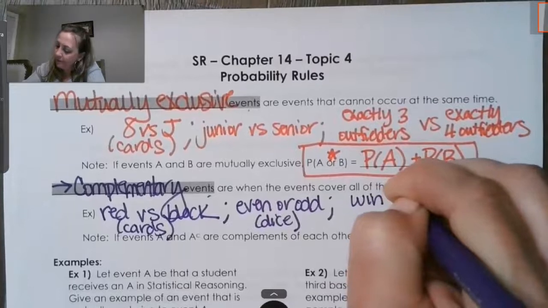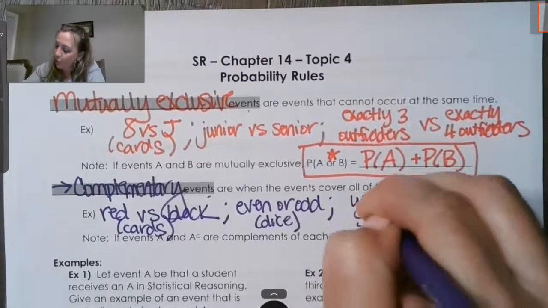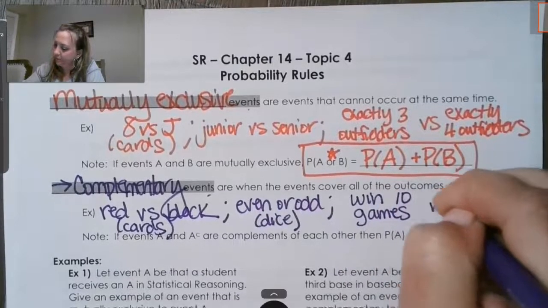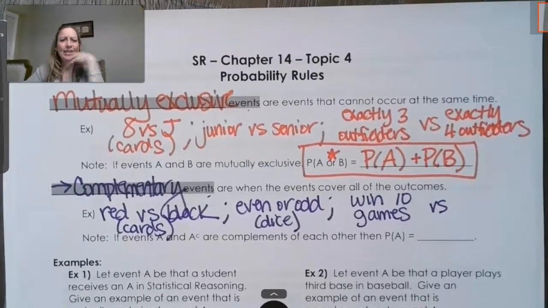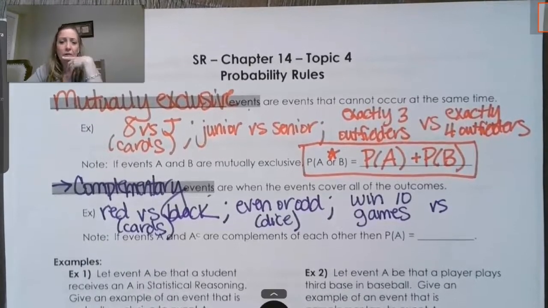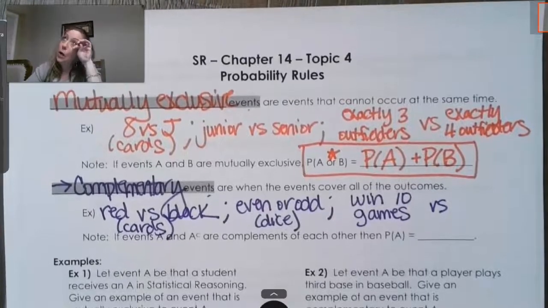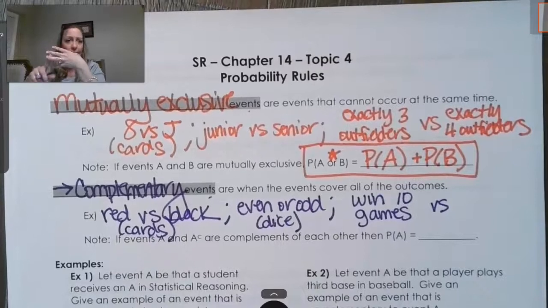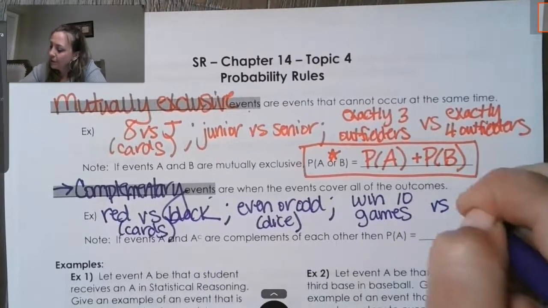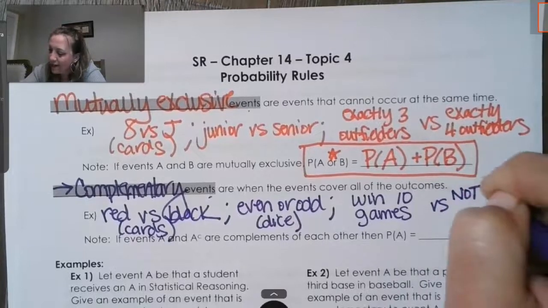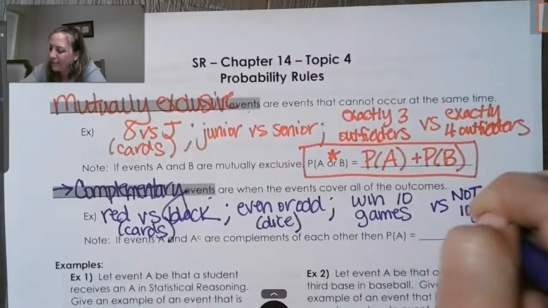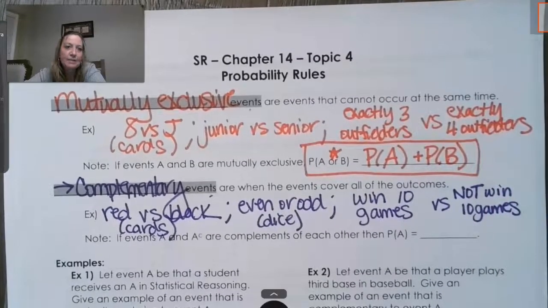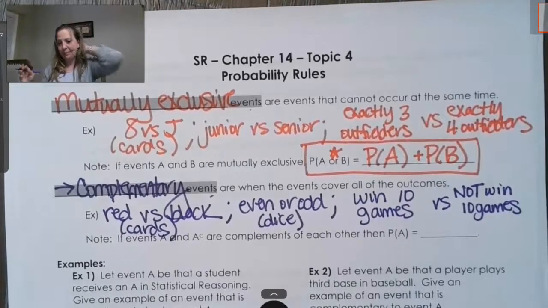So what would be complementary to winning 10 games? Is there a way to describe not winning 10 games other than saying not winning 10 games? Some people could say, well, winning no games. Well, yeah, but couldn't you win 1 game or 2 games or 3 games? There are a lot of different possibilities. So sometimes just putting a not in front of it is the only way for us to get that these events are complementary. I know it seems a little shady, but that's sometimes what happens, okay?